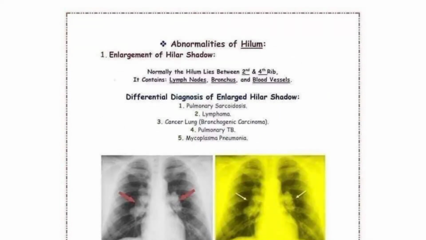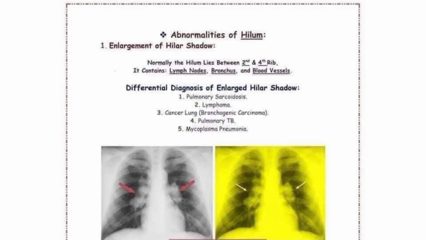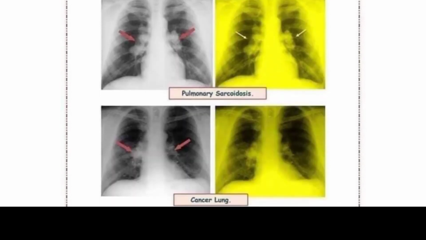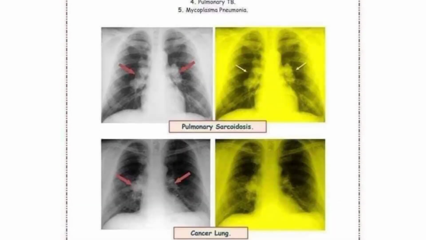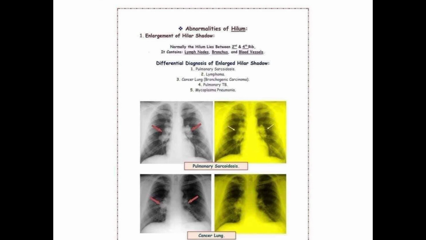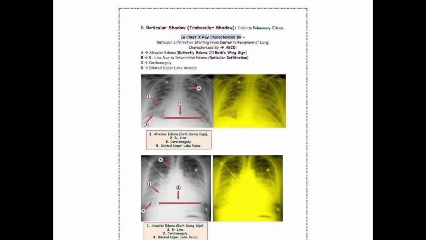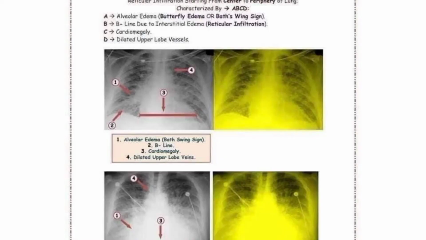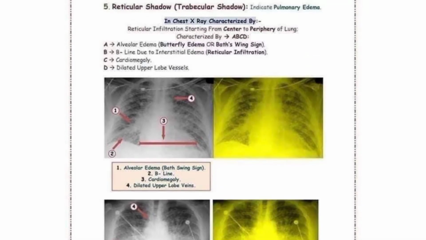These X-rays show abnormalities of the hilum, enlargement of the hilum shadow, and then the differential diagnosis for a large hilar shadow. These are the reticular shadows showing on chest X-ray, with different causes and differential diagnosis.